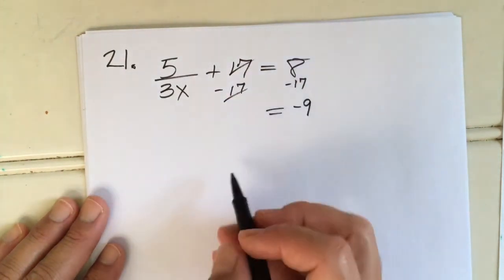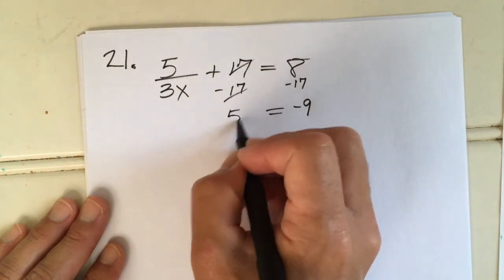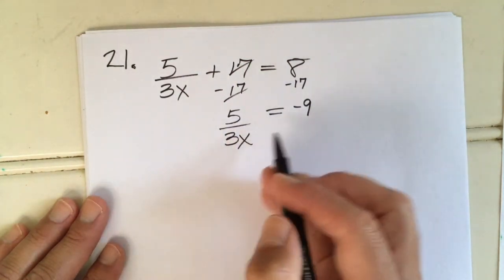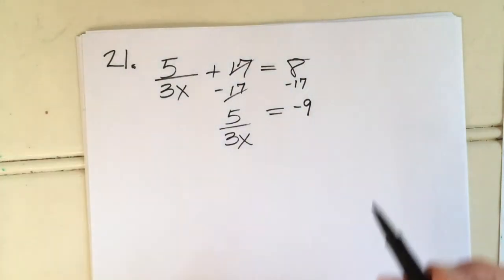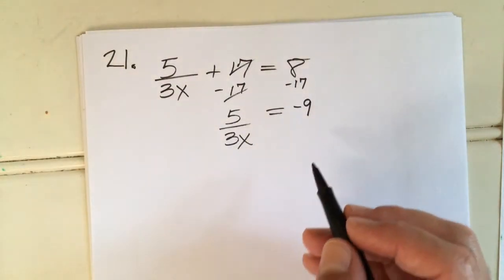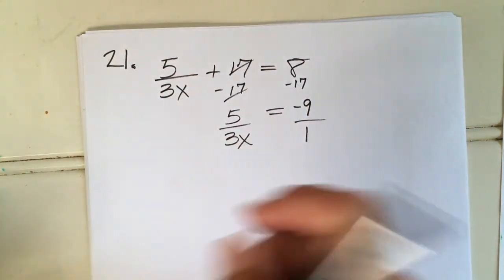These two will cancel, and I'm going to have 5 over 3x is equal to negative 9. All right, very good. Now we can go ahead and multiply both sides by 3x, or we can cross multiply. I'm going to cross multiply this time. I haven't done that in a while.